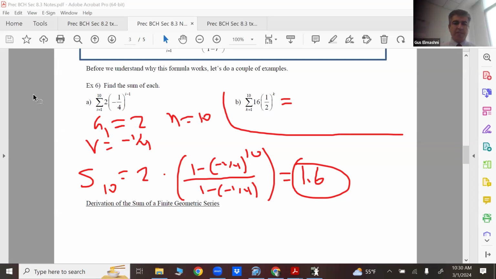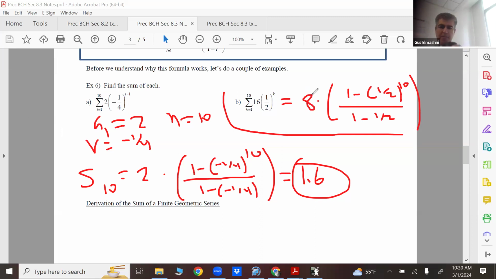You have 16 times 1 minus half raised to the 10th power, or 1 minus half. You are correct. It is 8. I am wrong. Thank you, Pam, for catching that. Yes, first term is 8.